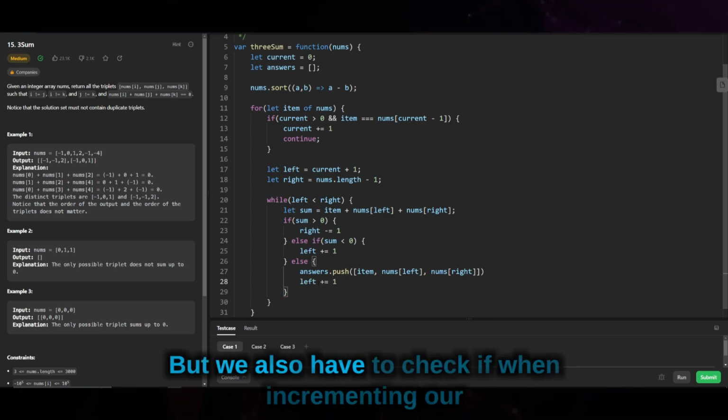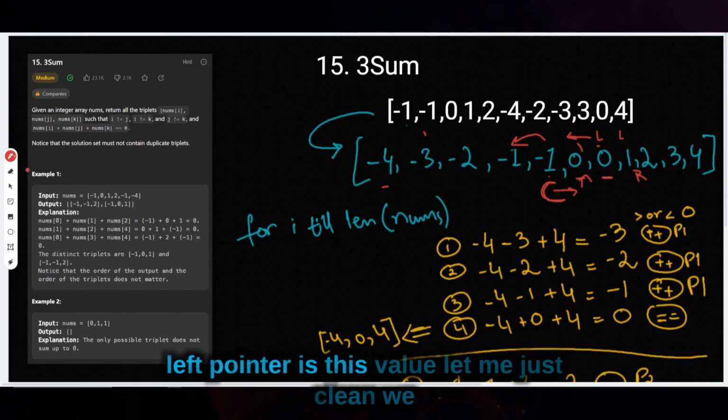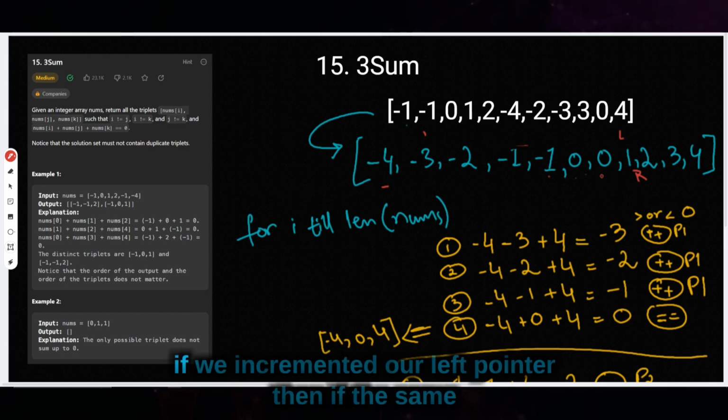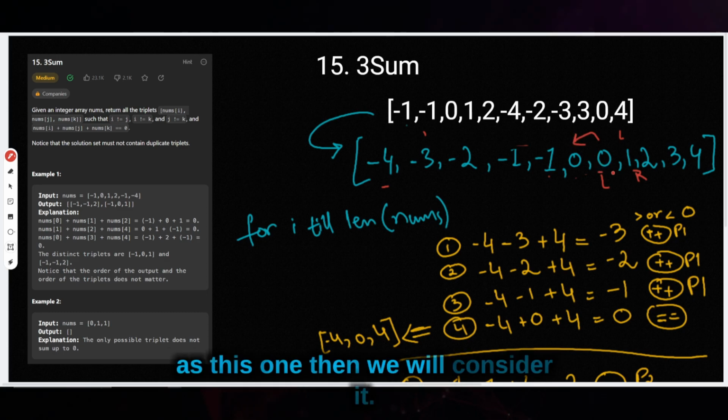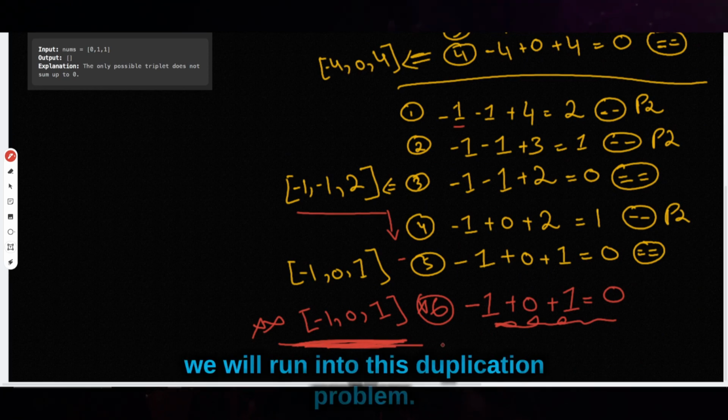But we also have to check the value when incrementing our left pointer. Let me just clean this. We also have to check if we are at this position. If we incremented our left pointer, and this is the same as this one, then we will skip it, because if we do consider it, then we will run into this duplication problem.